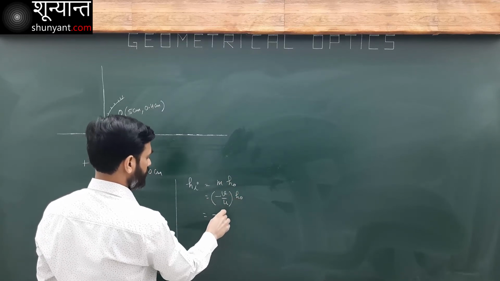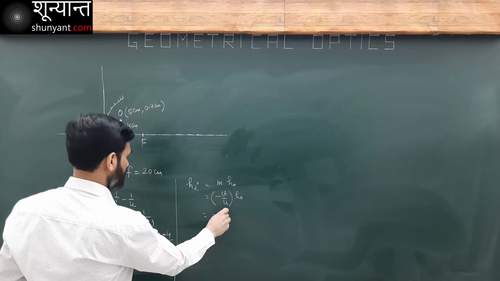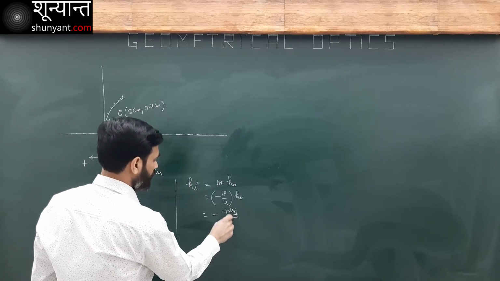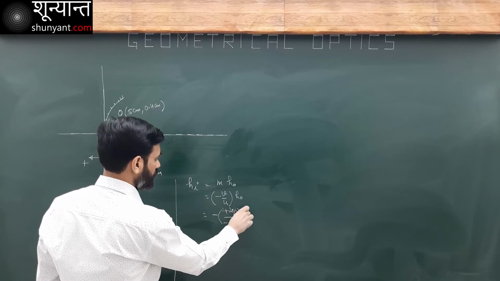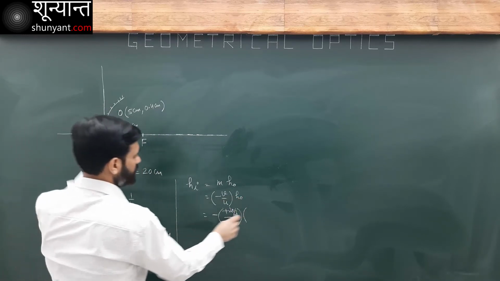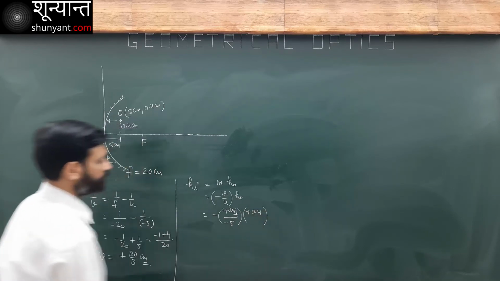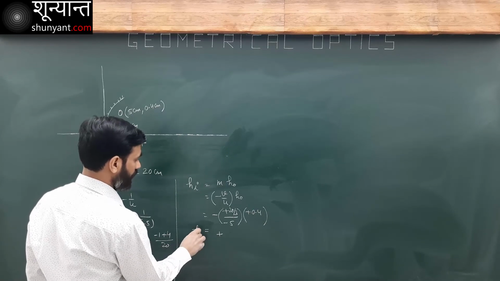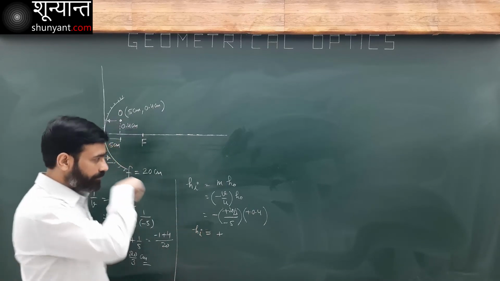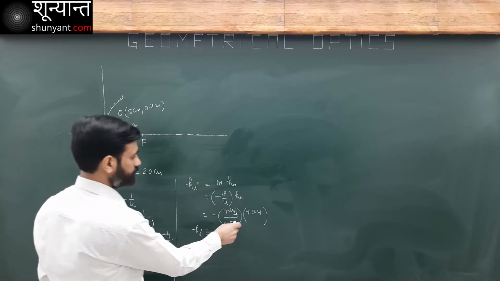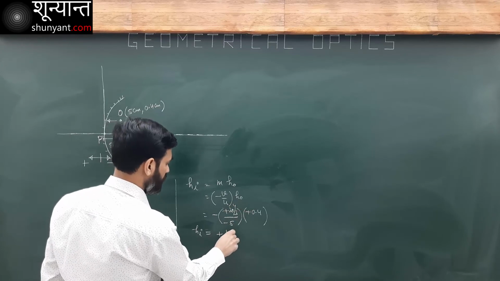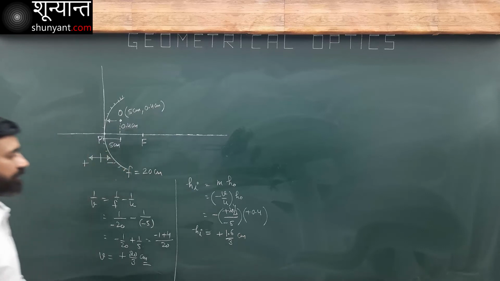Minus of v, which is plus 20 over 3, divided by u, which is minus 5, times 0.4, since this is above the axis it becomes plus 0.4. I will get a positive answer here. Height of image is positive. It is going to be 1.6 over 3 centimeter. It is more than 0.4.